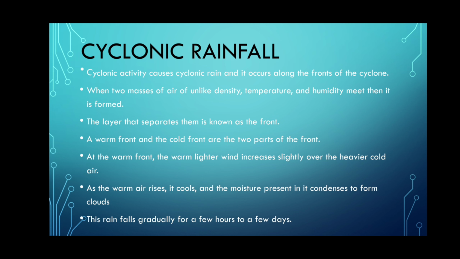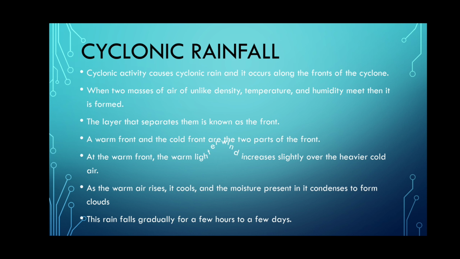Cyclonic rainfall: cyclonic activity causes cyclonic rain, and it occurs along the fronts of the cyclone. When two masses of air of unlike density, temperature, and humidity meet, it is formed. The layer that separates them is known as the front. A warm front and a cold front are the two parts of the front.